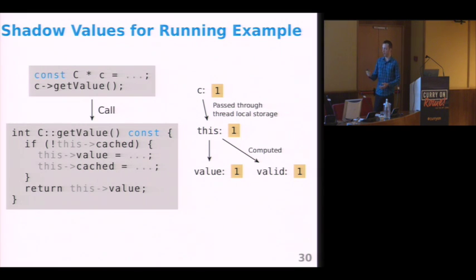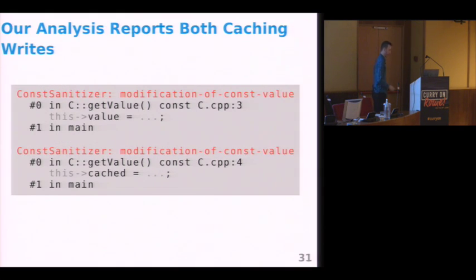Now, if the program dynamically executes either line 3 or line 4, which is the write to value or cache, given that the shadow value is 1, our analysis will generate a report. This is what our report would look like. So it would report the write to value on line 3 and the write to cache on line 4.